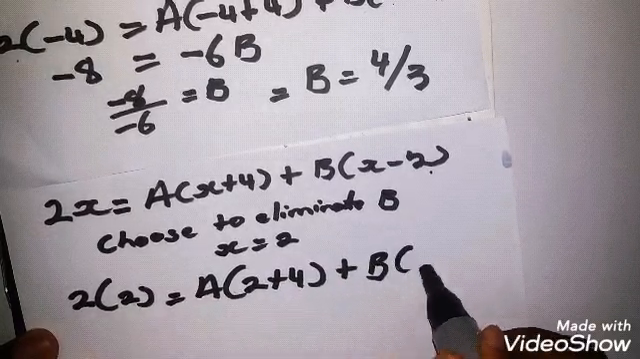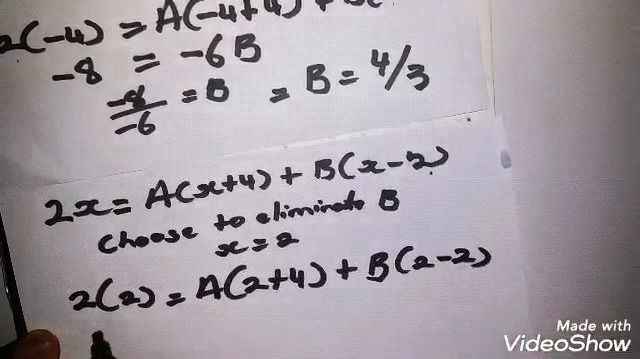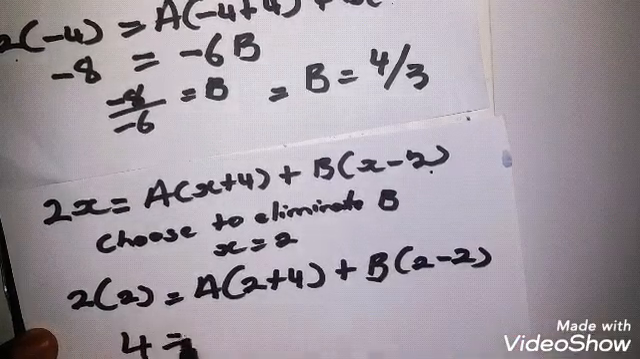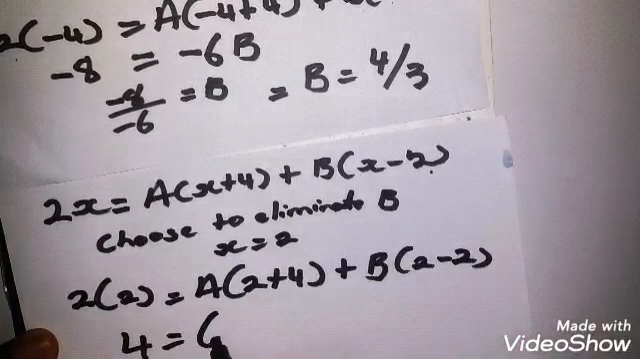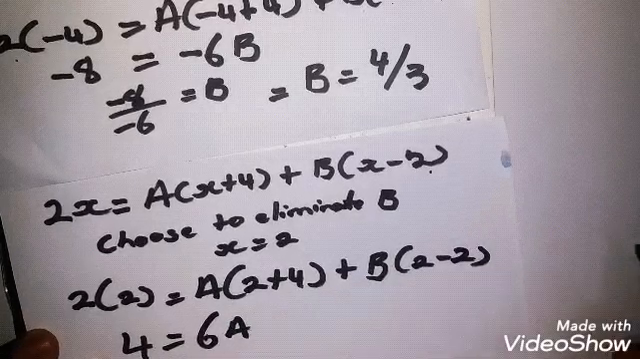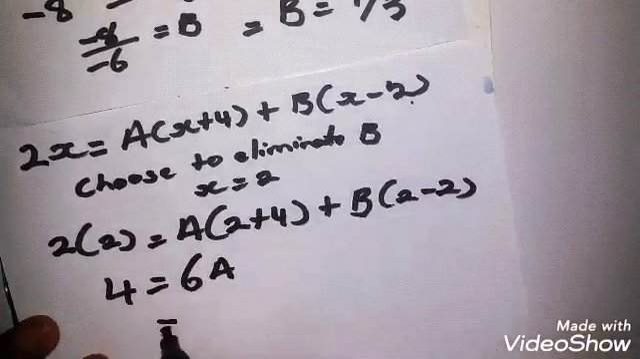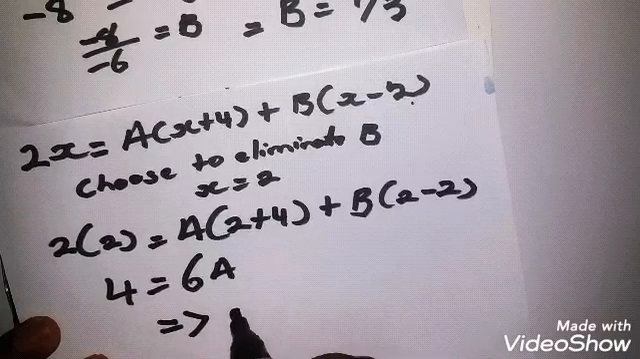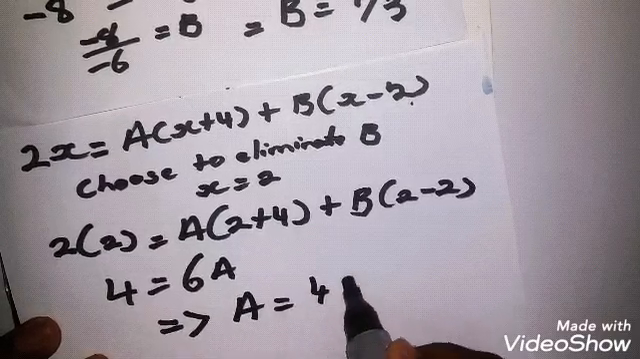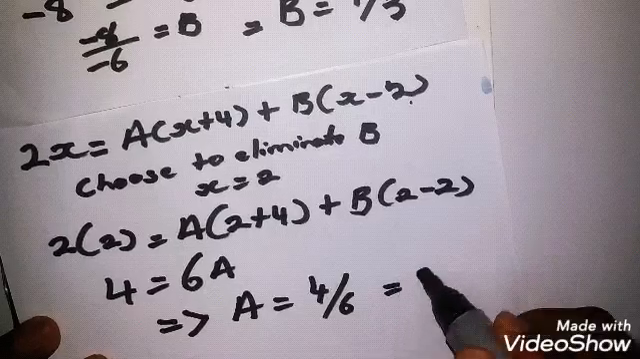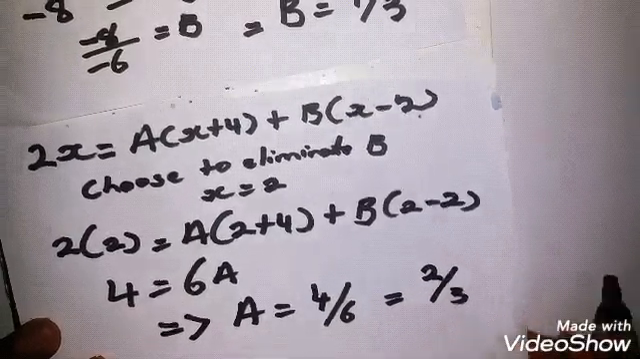plus b times 2 minus 2. 2 times 2, that's 4, equals 2 plus 4, 6. So we have 6a plus b. This one goes out. So this gives us a equals 4 on 6. In simpler terms, that equals 2 on 3.